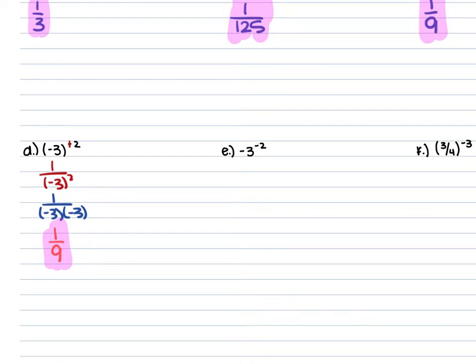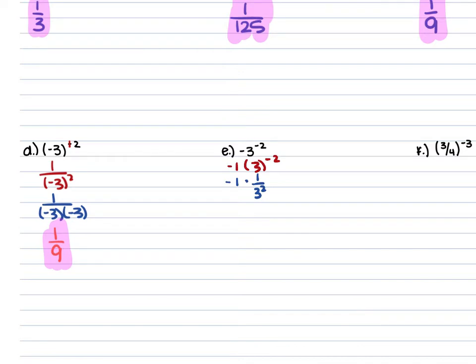For E, you're given negative 3 raised to the negative second power. So with this, that negative 2 for that power is only attached to the 3, not the negative. So this negative, it's like saying negative 1 times 3 to the negative second. So that negative 2 as a power is only attached to that 3. So take the reciprocal of just that 3 to have it be 1 over 3 to the second power to turn that negative 2 power into a positive 2 power.